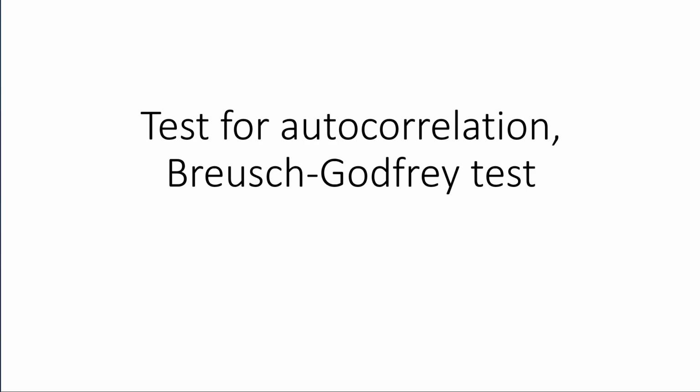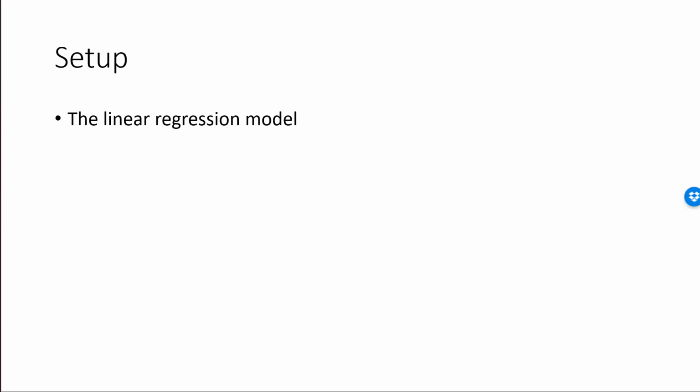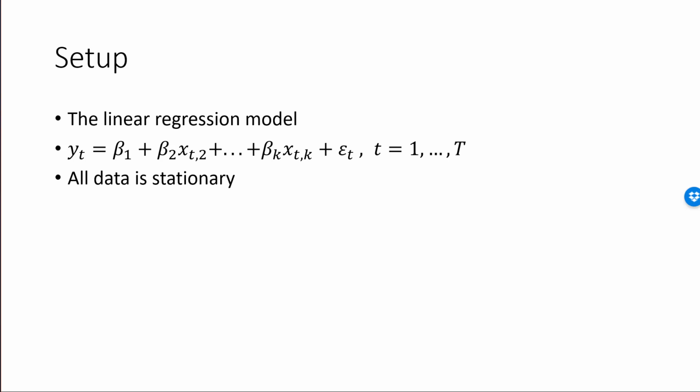This lecture is about a very simple test for autocorrelation called sometimes the Breusch-Godfrey test. So in this lecture, we will only consider the Breusch-Godfrey test in a fairly simple model, namely a linear regression model, which is static. No lagged x variables and no lagged y variables. We will assume that all data is stationary, and we will assume that the explanatory variables are exogenous.